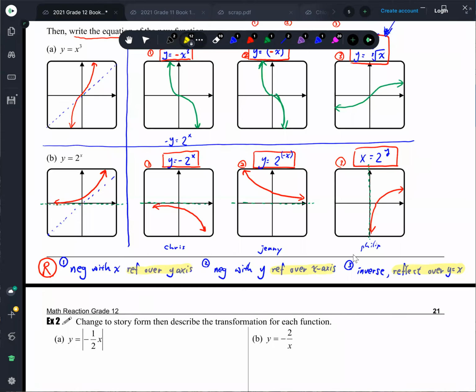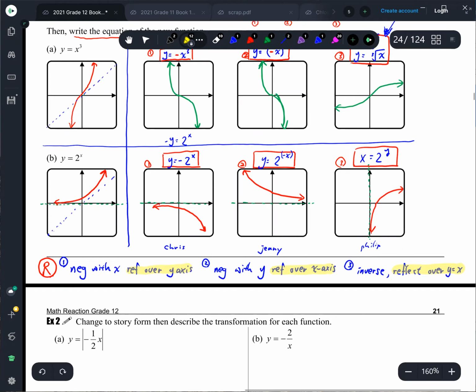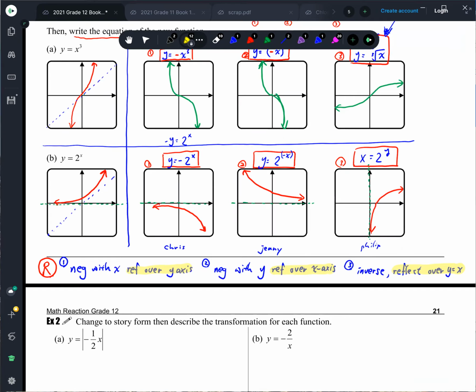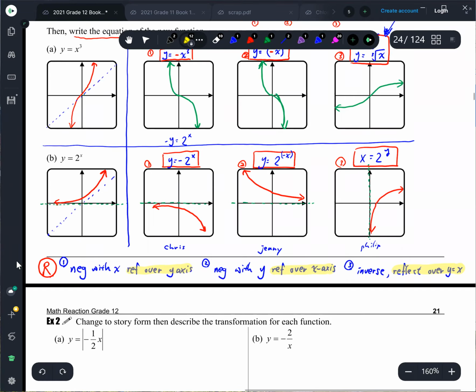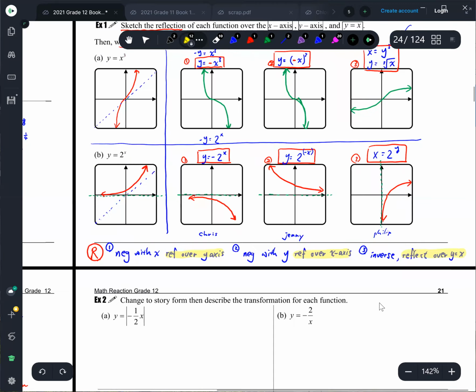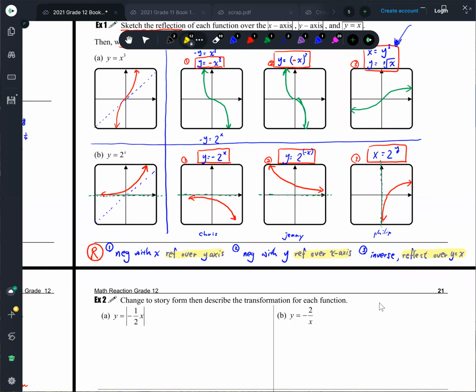So the yellow highlighted is the thing that you answer. Okay, negative with x is for you to determine. Okay, it's reflect over y-axis. So that's a conclusion for the reflection part. Okay, so please raise your hand if you finish writing this part. And then we're gonna make a summary for the stretching or expanding, compressing.